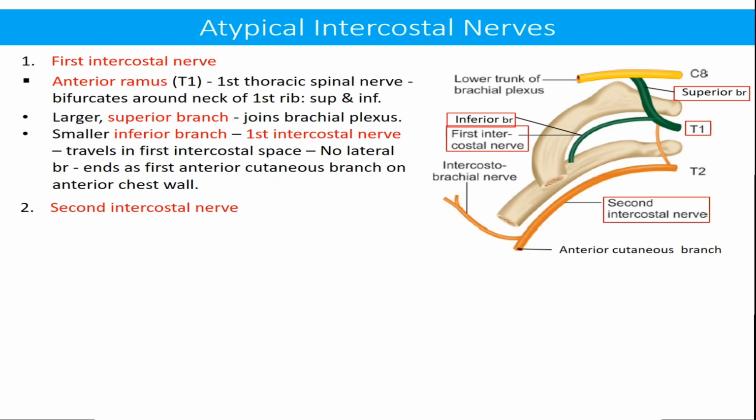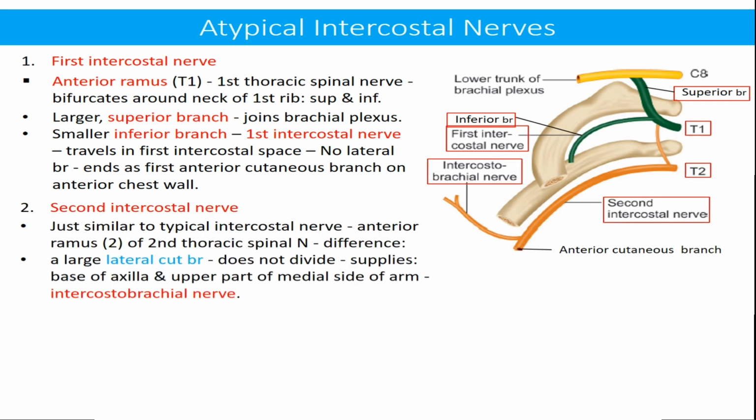Second intercostal nerve is just similar to typical intercostal nerve. It is anterior ramus of second thoracic spinal nerve, having one difference from the typical intercostal nerves. It has got a large lateral cutaneous branch which does not divide into anterior and posterior branches. This lateral cutaneous branch supplies base of axilla and upper part of medial side of the arm, hence is named as intercostobrachial nerve.